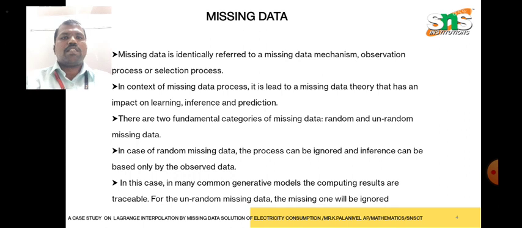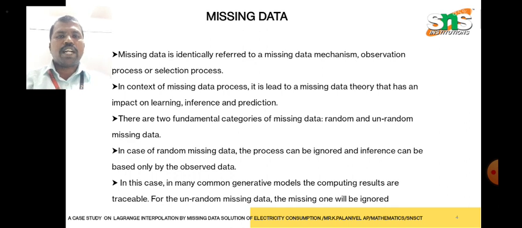Next one is missing data. Missing data is identically referred to as a missing data mechanism, observation process or selection process. In the context of the missing data process, it leads to missing data theory that has an impact on learning, inference and prediction. There are two fundamental categories of missing data: random and non-random missing data.